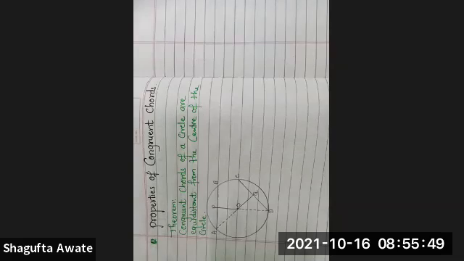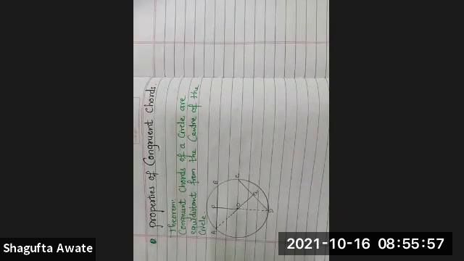Good morning, everyone. We were learning the sixth chapter, that is circles. In that, we have learned many of the basic points, and also we have learned some of the theorems. Two theorems we have learned and solved practice set 6.1.